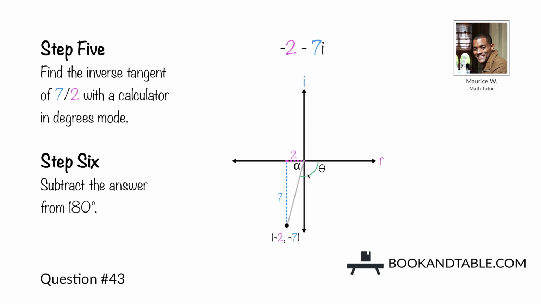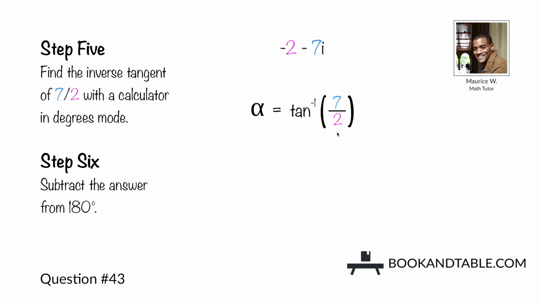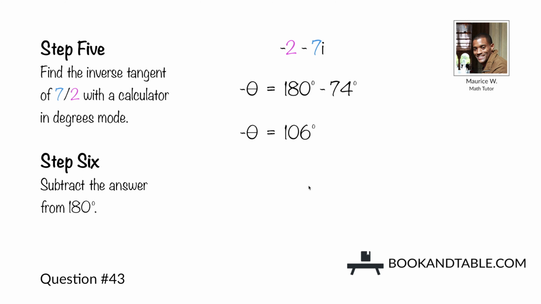When we do so, we'll plug the inverse tangent of the opposite side 7 over the adjacent side 2 into a calculator in degrees mode. And the inverse tangent of 7 over 2 would give us that alpha is equal to 74 degrees. You now want to subtract 74 degrees from 180 degrees. 180 degrees minus 74 degrees is 106 degrees.